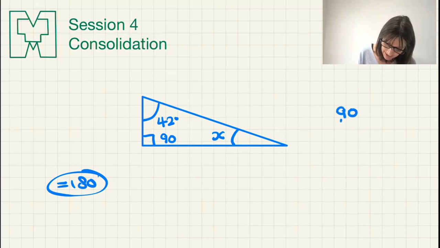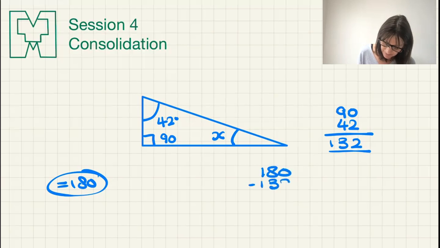Okay, so I'm going to add the 2 that I know. So I've got 90 and 42. I've put them into columns. 0 plus 2 is 2, and then I do my 9 and 4, which is 13. So I've got 132. I now have to do 180, take away what I know.